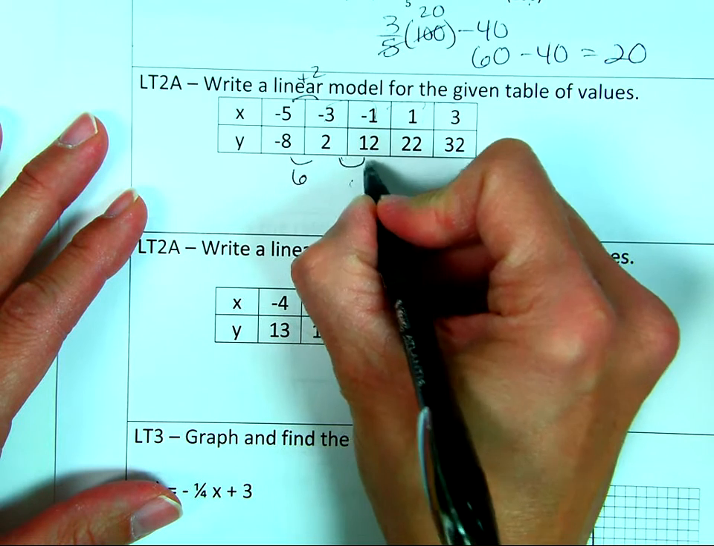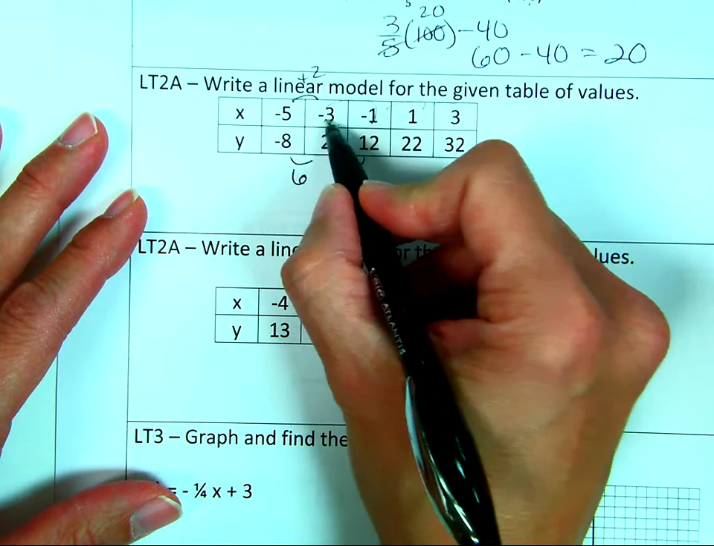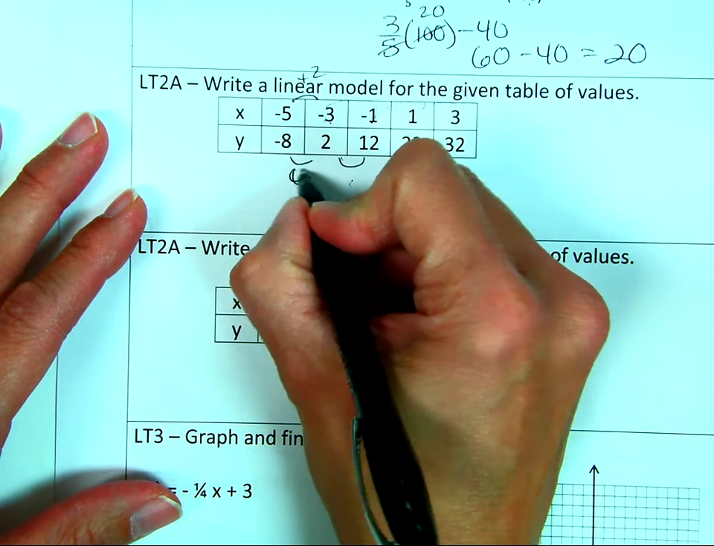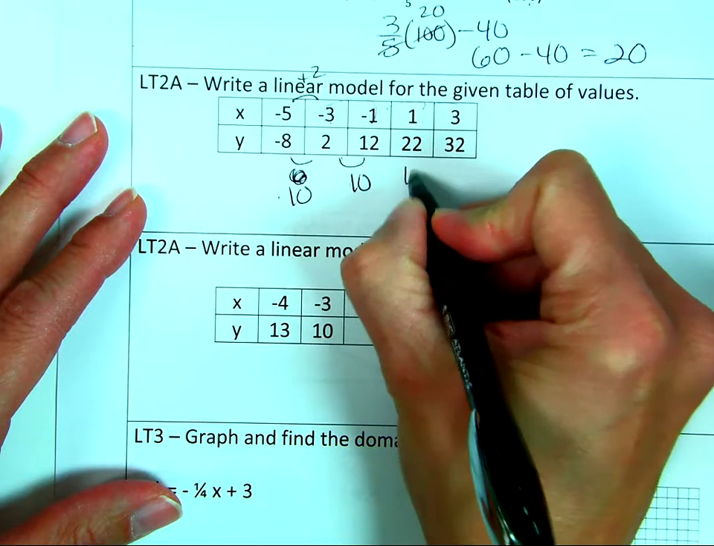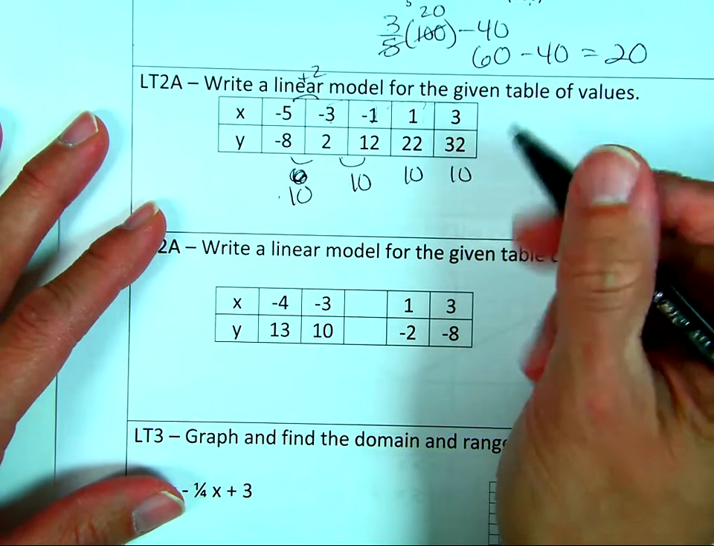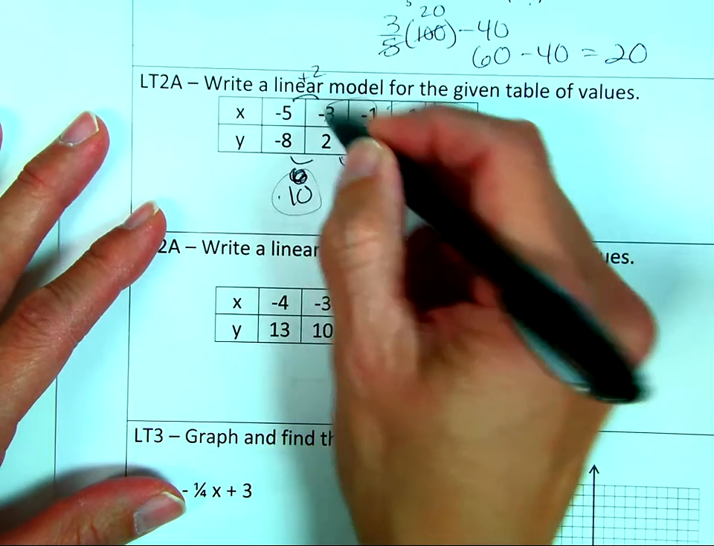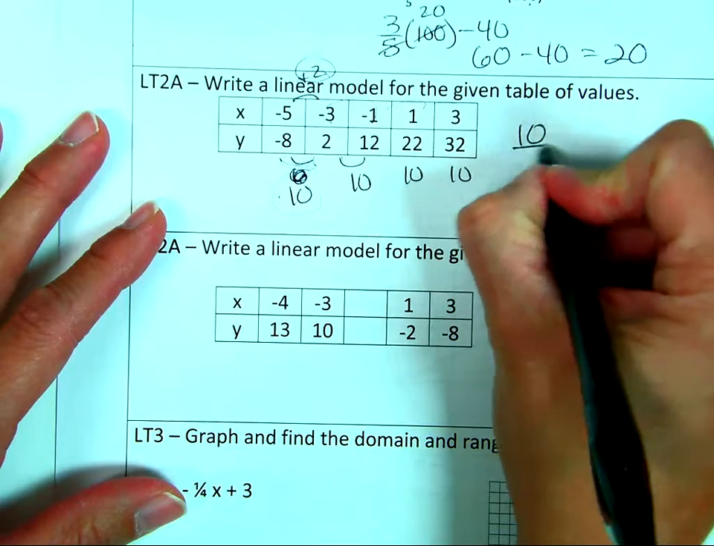How about this one? Wait a minute. That's 2. That's not 6. That's the problem. That's 10. That's an increase of 10. And here's 10, and here's 10, and here's 10. I was confused for a minute because I thought it was different. It can't be different for it to be linear because it's a constant rate of change. So my slope then is this y distance over this x distance. So my slope is 10 over 2.